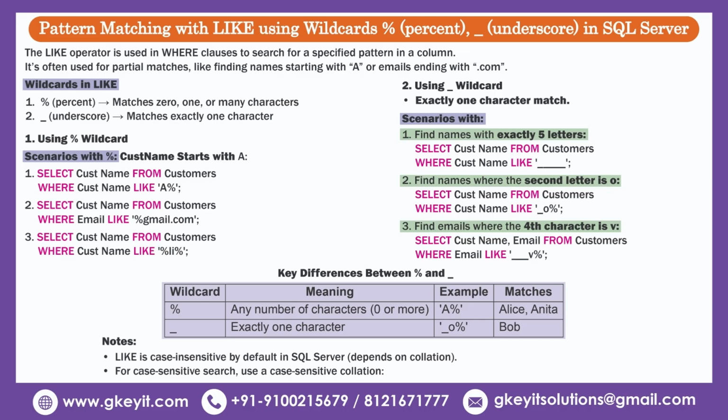And coming to the underscore wildcard character, it matches exactly one character; there has to be a match. For example, _o%, that means before O there should be only one character. Here in this scenario, Bob is the exact match. Before O we have only one character, that is Bob. After O we may have any number of characters because we are using % here.